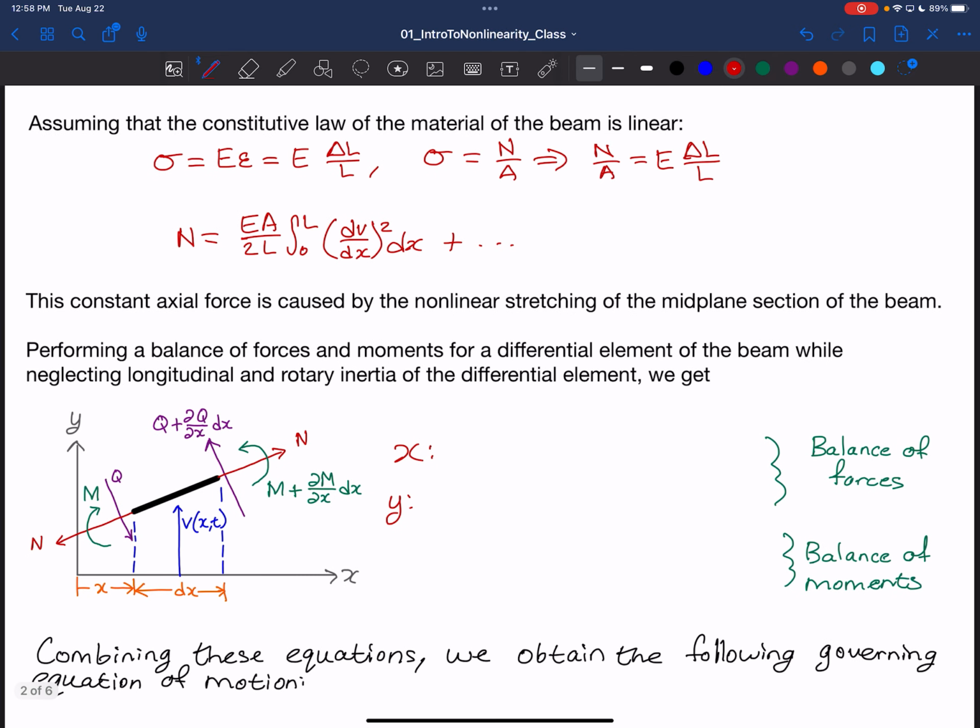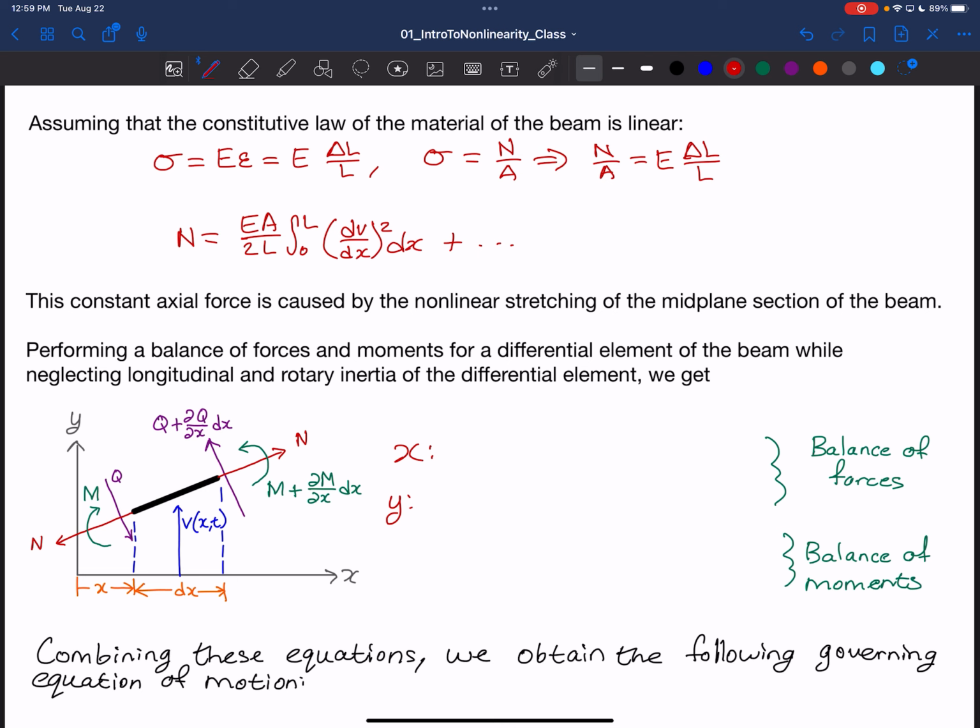From here, we're going to do a force balance. In this diagram, I've taken a differential element, and I've just done a free body diagram, basically, with the shear forces, the moments, and that normal force due to the stretching of that neutral axis. From here, we're just going to break it up into x and y components, just like you would do for any other kind of system. And then from those, we're going to end up deriving the governing equation of motion.